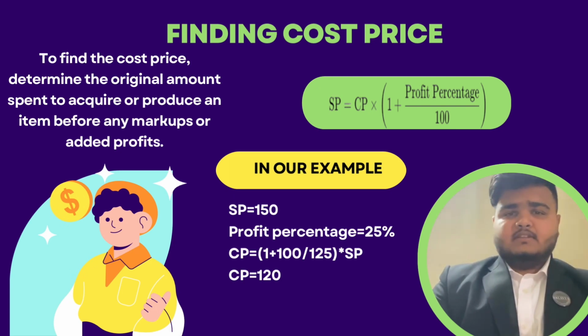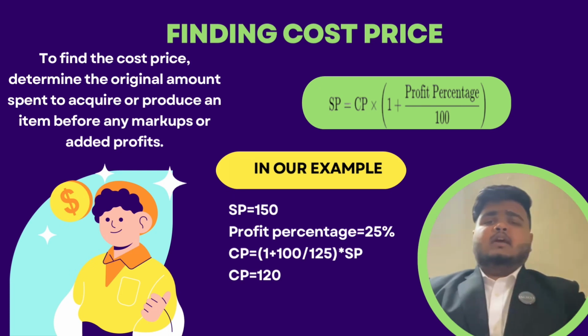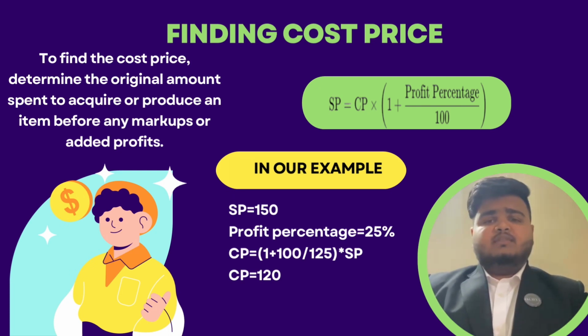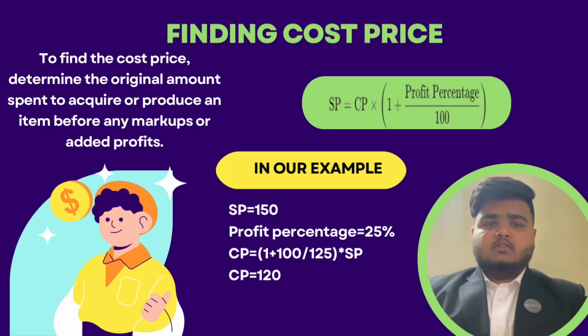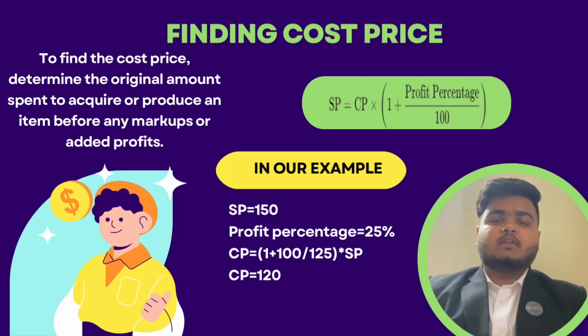So we have taken an example. Let's assume we have a selling price of rupees 150 and a profit percentage of 25%. So the cost price formula is basically 100 divided by 125 into 150. So our CP comes to rupees 120.